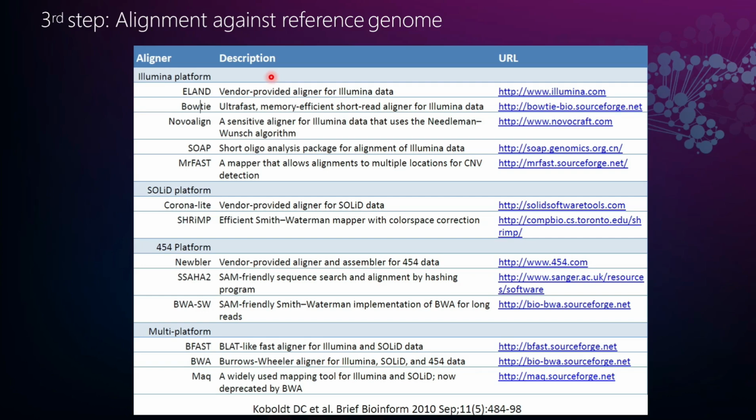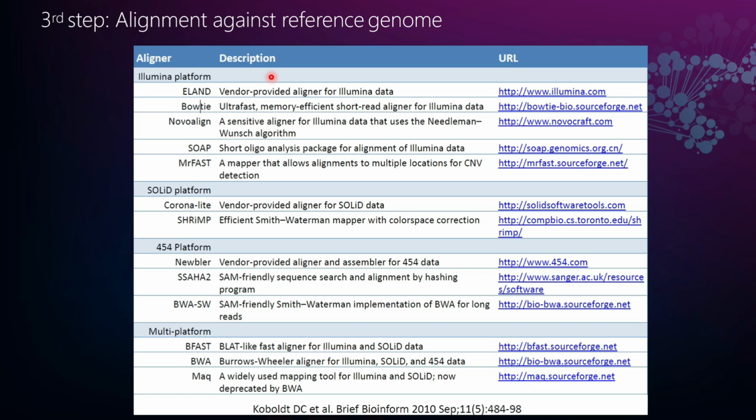You can use SHRiMP, which is also a Smith-Waterman algorithm mapper. You can use BWA-SW, a Smith-Waterman implementation of BWA for long reads. You can use the Burrows-Wheeler Aligner for Illumina, SOLiD, and 454 data, and so on. So the basic concept here was what alignment is, and that there are many tools provided to us.